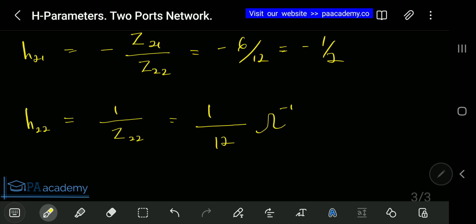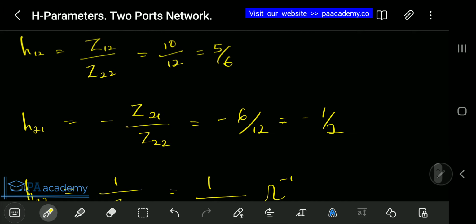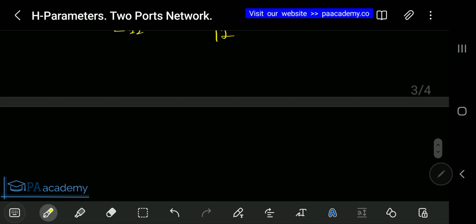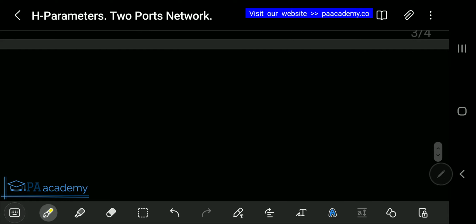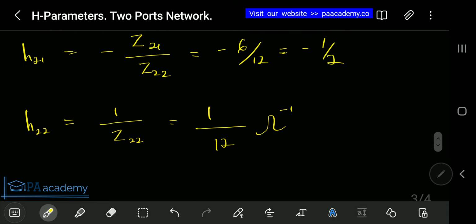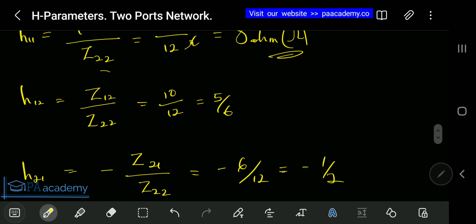Exactly. So with this now, we've been able to get the hybrid parameters for the circuit. We've gotten our h11, h12, h21, and h22, using the conversion method, getting the z parameters, and then we convert it. Now, if you don't want to use that method, you can just, okay, I don't want to go through that method in this video.